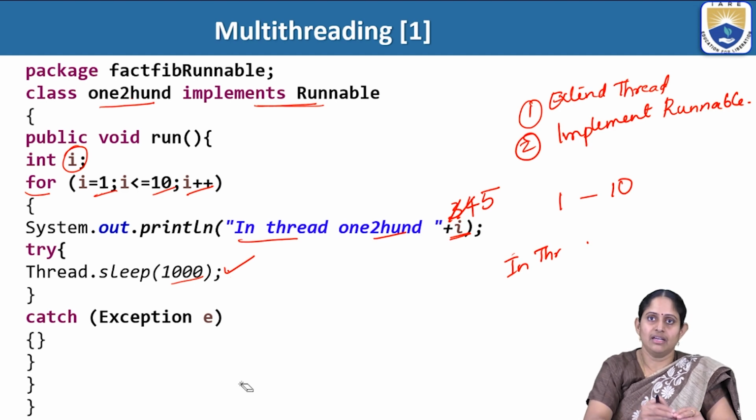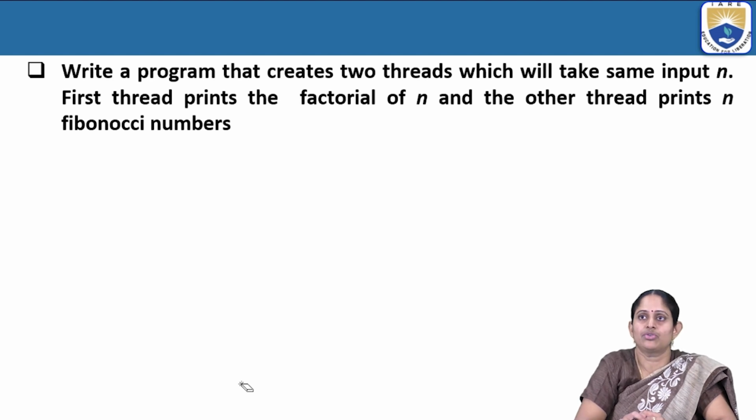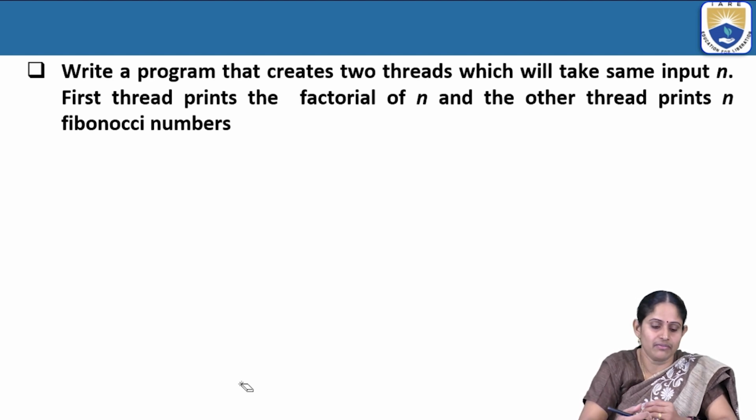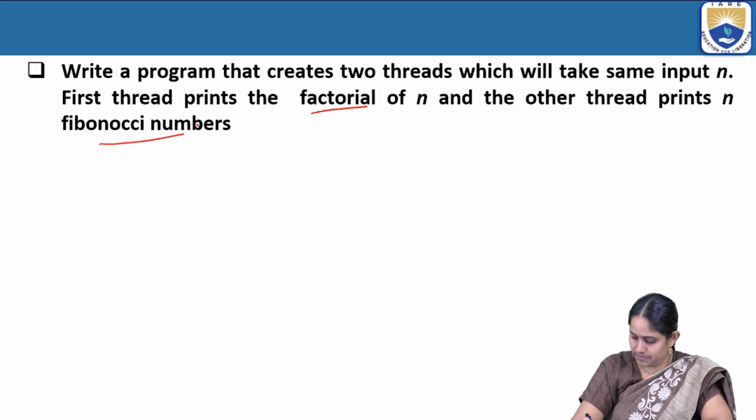Likewise, the first thread will be printing the values from 1 to 10, and the second thread will be printing the values from 10 to 0. So this is an example of multi-threading. Now in another example, let's see how to implement two threads in which one thread will print the factorial and the other thread will print the Fibonacci numbers.